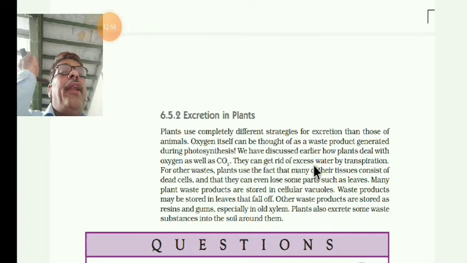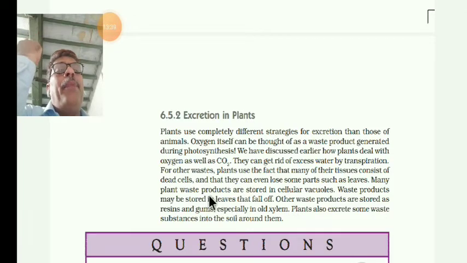They can get rid of excess water by transpiration also. They remove the excess water through the aerial parts of the plant, which we call transpiration. For other waste, plants use the fact that many of their tissues consist of dead cells. Many parts or tissues of plants consist of dead cells, and they can even lose some parts such as leaves, which are shed from time to time. Some waste is collected in the leaves and removed when the leaves are shed.